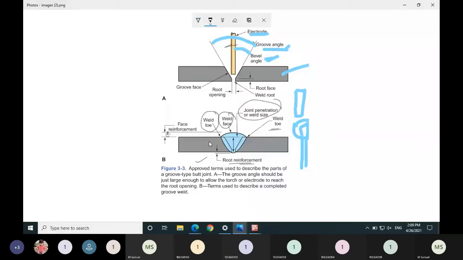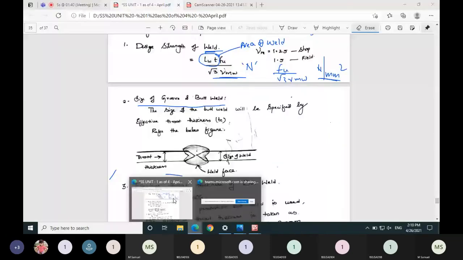The size of the weld is equal to the thickness of this metal plate. From the thickness of this metal plate up to here, that is the size of the weld, when the groove weld is completed. So these are some figures you can also find in your textbook.